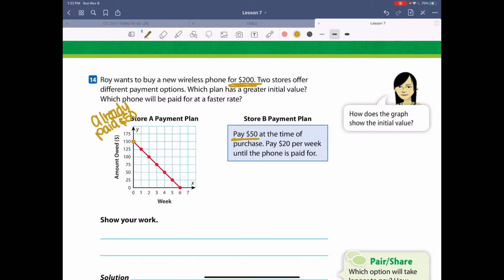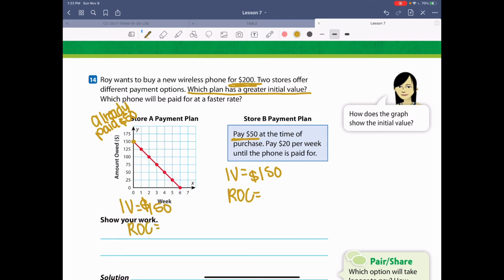And the same thing is true for store B. So that means if both of them would have Roy already paying $50, then both of them should have the same initial value of $150. So initial value for store B is $150, and initial value for store A is $150. So that should be the same. Then, since they both have the same initial value, we need to determine which phone will be paid for at a faster rate by finding the rate of change for both stores.